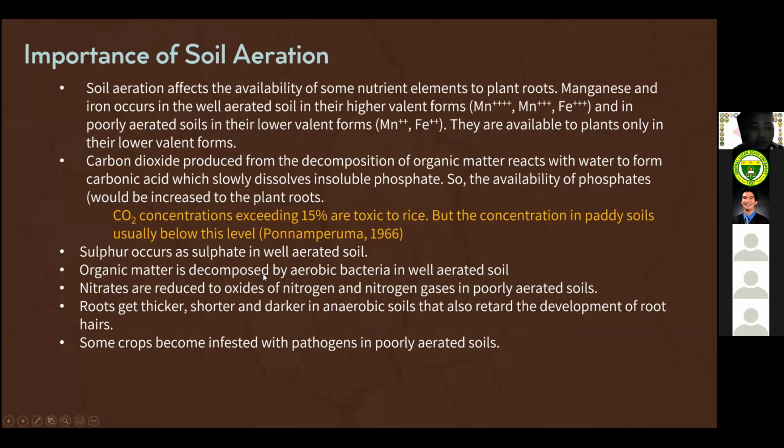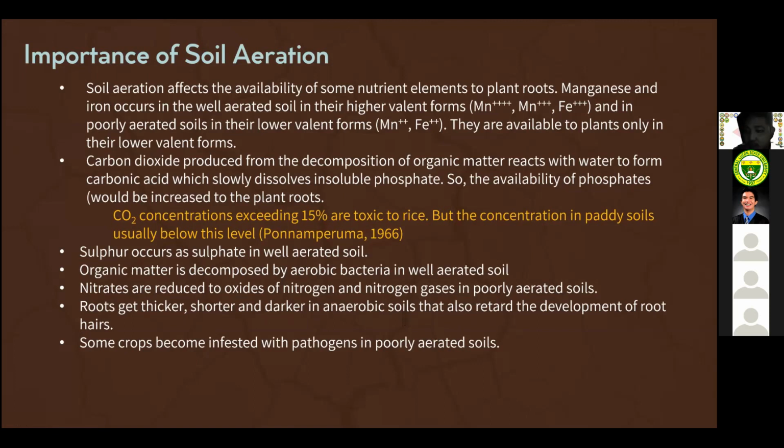Organic matter is decomposed by aerobic bacteria in a well-aerated soil. Nitrates are reduced to oxides of nitrogen and nitrogen gases in poorly aerated soils. Roots get thicker, shorter, and darker in anaerobic soils that also retard the development of root hairs.